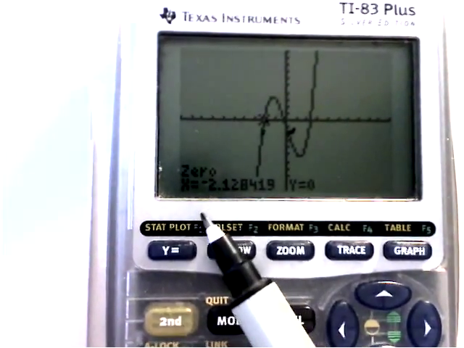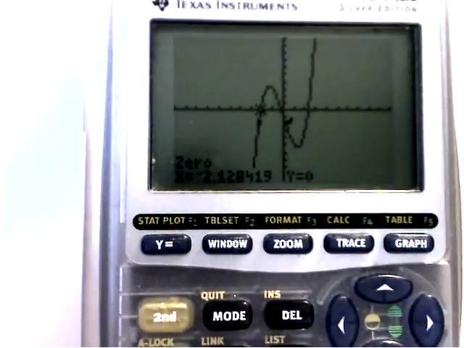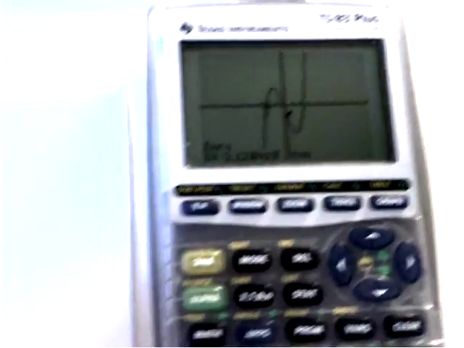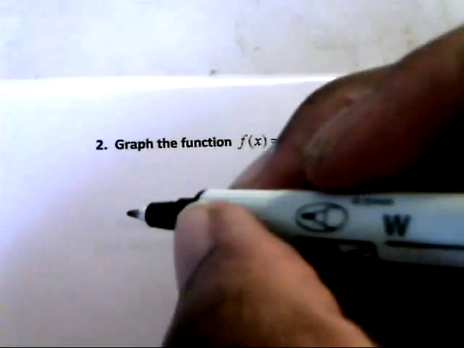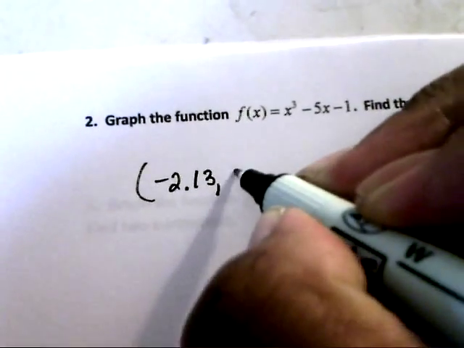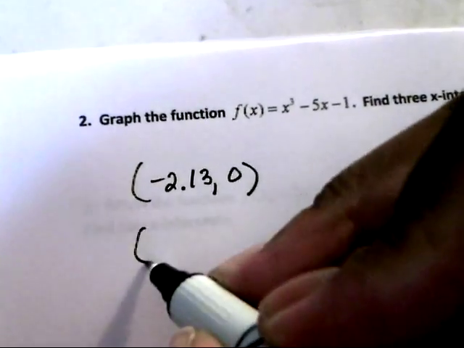Rounded to 2 decimal places, it will be negative 2.13. And your y is going to be 0. So that's one of our x-intercepts: negative 2.13 and 0.